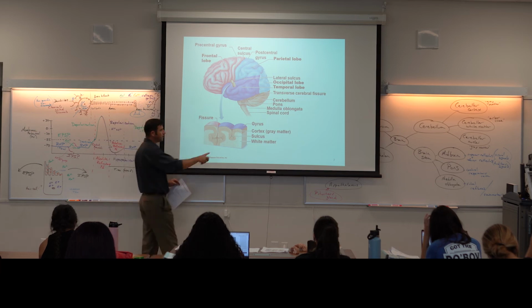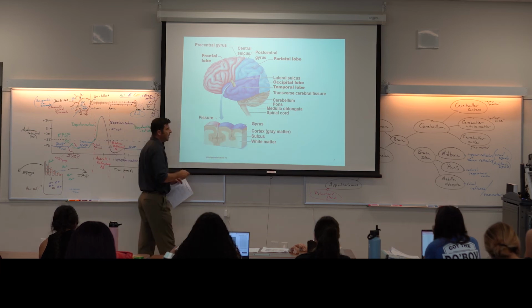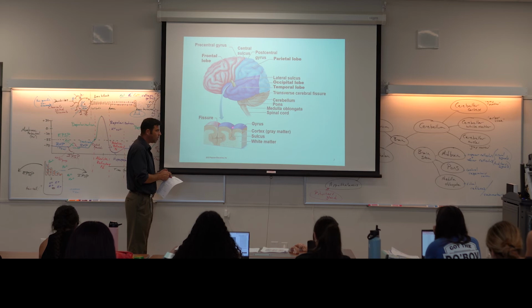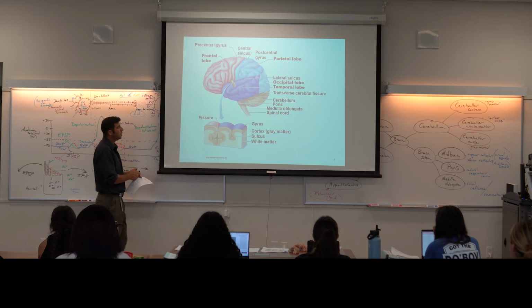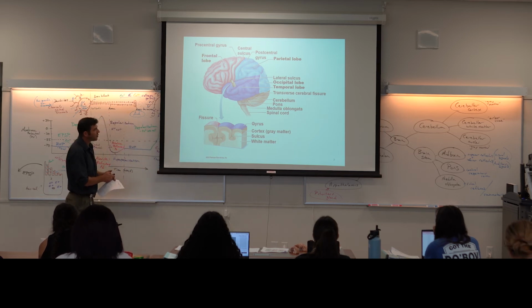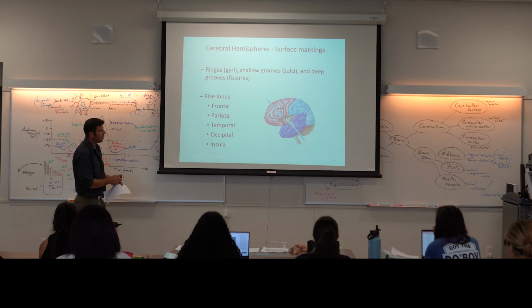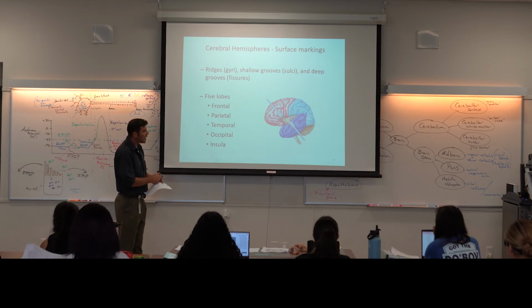Here's a better picture. We can see this ridge that's a gyrus versus a shallow depression that we call a sulcus. There are these deep depressions that separate the two cerebral hemispheres. A fissure is just a much deeper separation than a sulcus. This is just a shallow depression. So if we go back to this picture here, we can again see those raised gyri and then those little crevices that we call sulci.